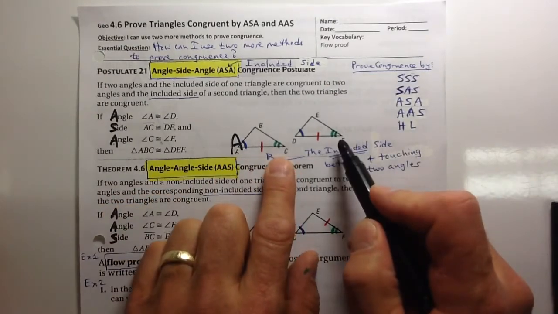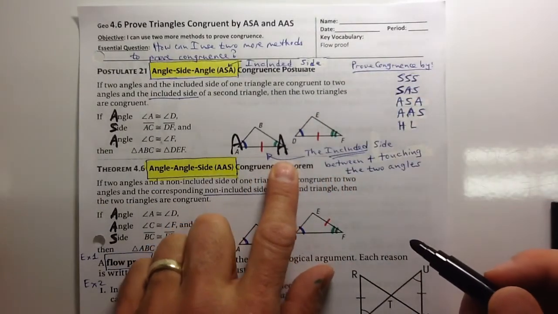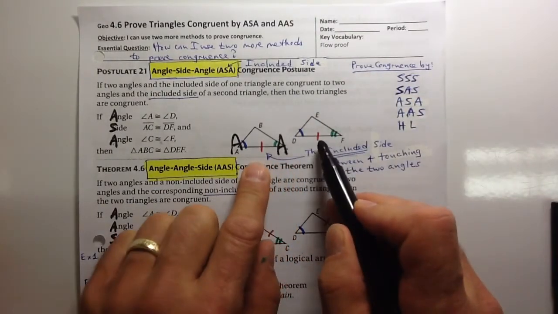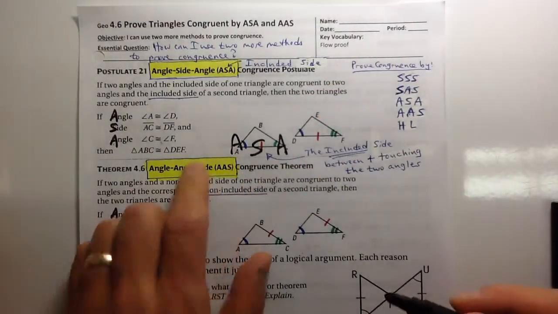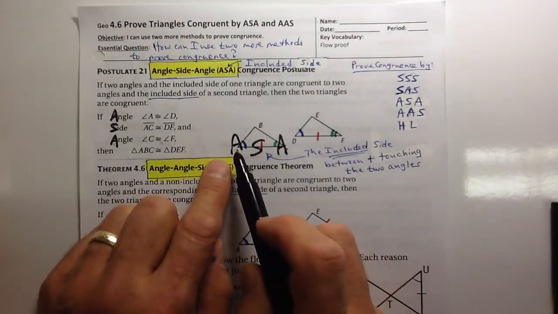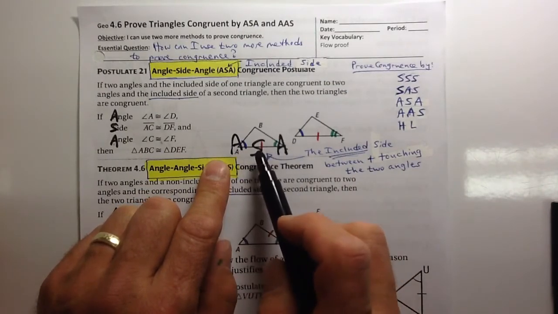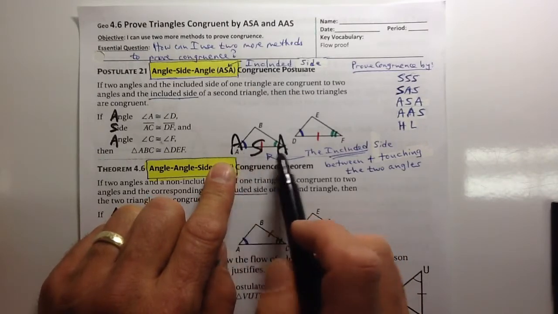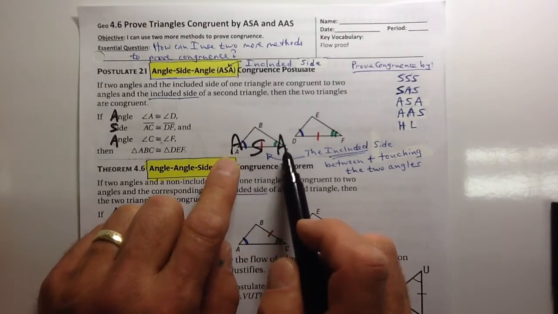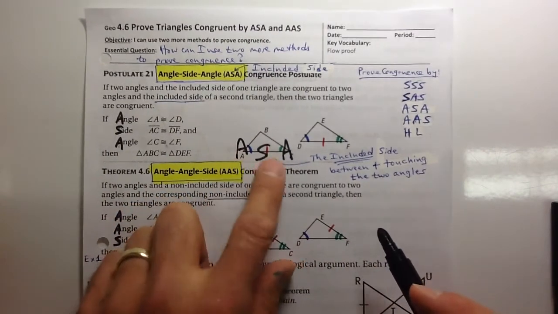Here I have another pair of angles. So let's do another big old fat A there. And then I have a pair of sides that are congruent, so let's put a big old fat S there. Now the question is, do I have angle, side, angle, or do I have angle, angle, side? It's rather obvious in this situation because the S is between the two angles. It's the included side, and so this is ASA.